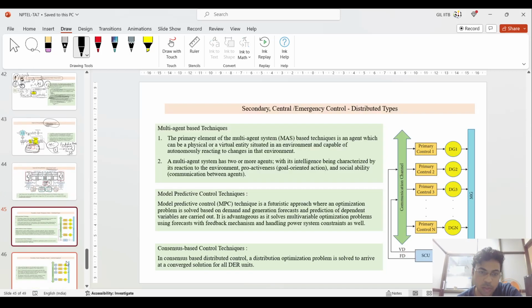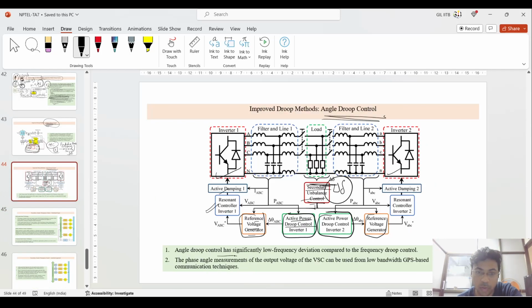So coming to this resonant controller, the angle based group control has significantly low frequency deviation compared to the frequency group control. And this phase angle measurement of the voltage in ADAC can be used for the low bandwidth GPS based communication technique.